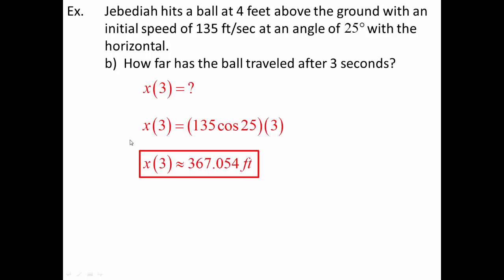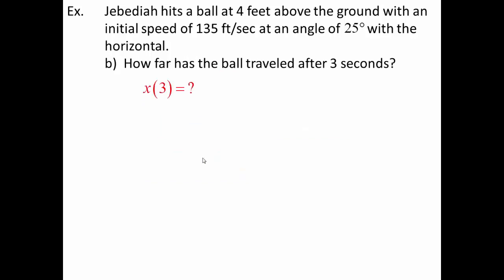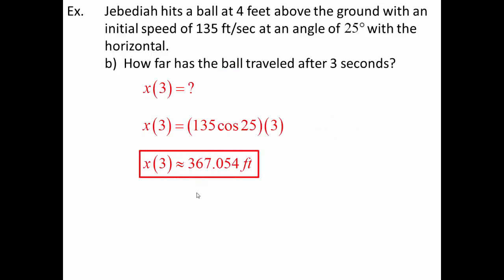So at 3 seconds, it's 367 feet downwind, and it was 31 feet high at that point. Now notice it doesn't tell me whether the ball is rising or falling at that point, so it could be 31 feet on its way up, or it could be 31 feet on its way down. Based on the context, I'm 367 feet away. I'm going to guess it's probably on its way down by now.